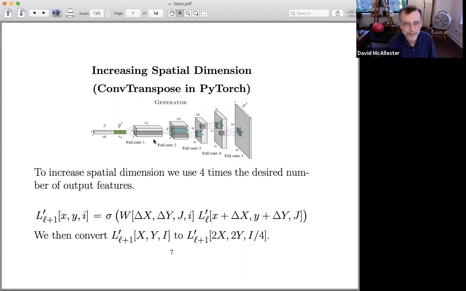And that's represented in this picture by picking a spatial location and blowing it up to be twice as big in space, but a quarter as big in number of neurons. And we just keep doing that. And this will increase the spatial dimension as we go.